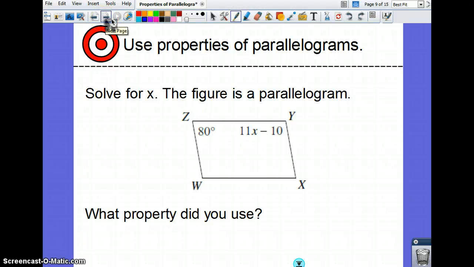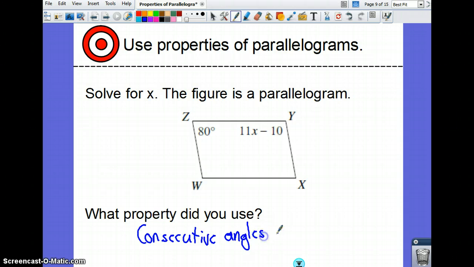Now for something like this, we can still set up equations, but now we are going to use our facts or our properties in order to set up the equation. So for this one, these are consecutive angles. So I'm going to use our property that consecutive angles are supplementary.